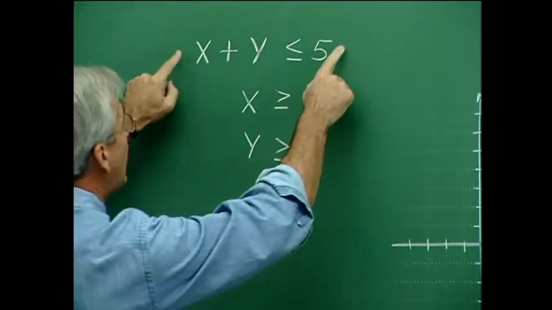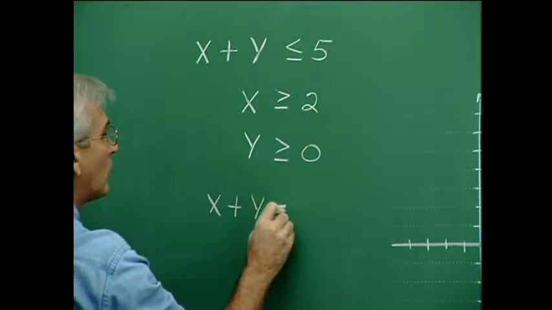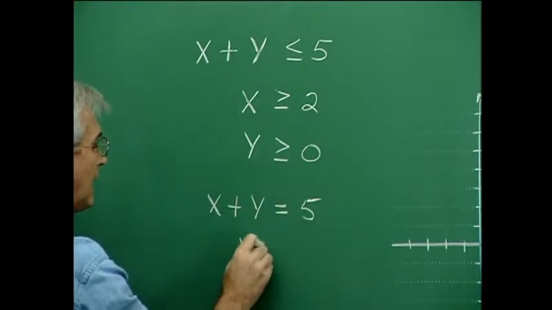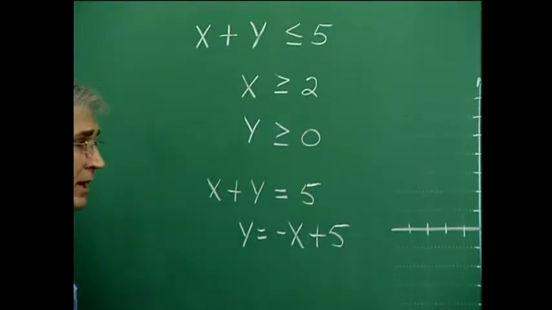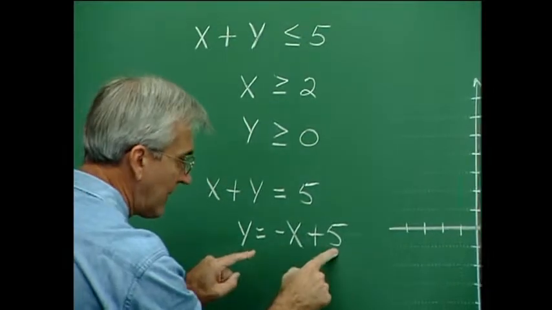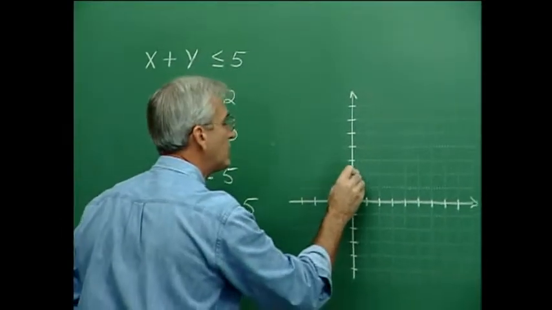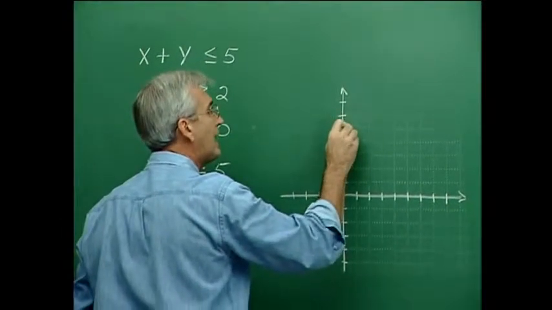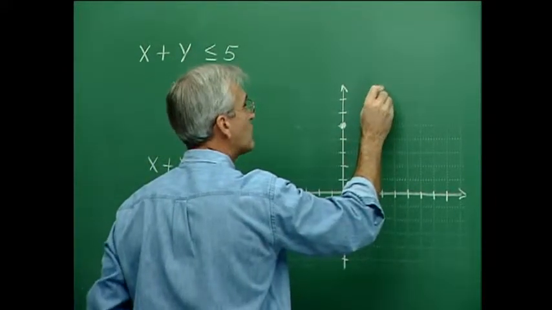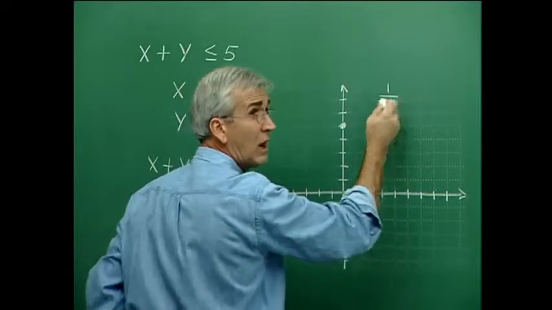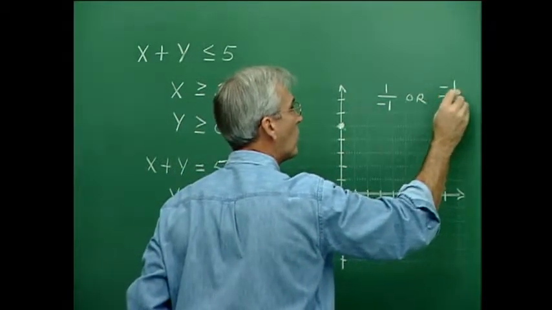The equation related to the first inequality is x plus y equals 5. Solving for y, I get y is negative x plus 5. Using the slope-intercept idea, I have an intercept at 5 and a slope of negative 1. So an intercept at 1, 2, 3, 4, 5. A slope of negative 1 I can look at in one of 2 ways: either as 1 over negative 1 for rise over run purposes, or as negative 1 over 1.